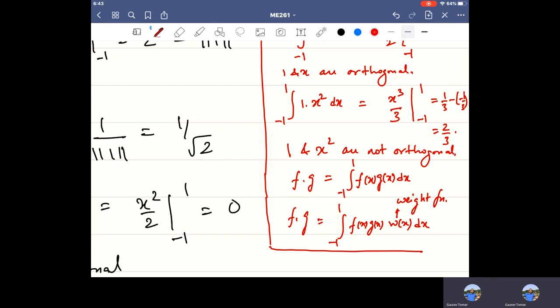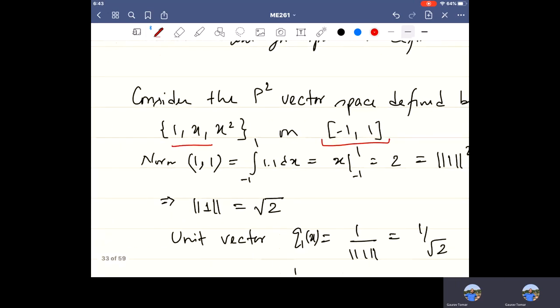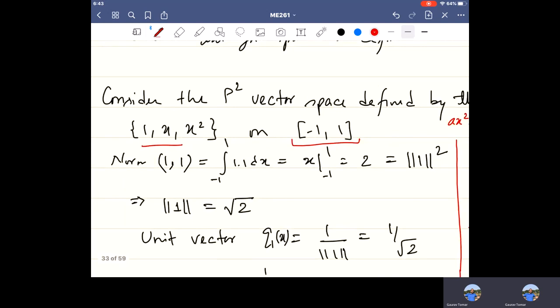All right, so as we see, the basis that we've chosen is not orthogonal for the chosen inner product definition. So this is not an orthogonal basis. Let's define the norm for vector 1, because we now want to do the procedure of Gram-Schmidt orthogonalization, so we'll have to normalize. The norm of 1 would be the integral of 1 dot 1 dx, which gives you 2, which is norm 1 square. So norm 1 is essentially the square root of 2.